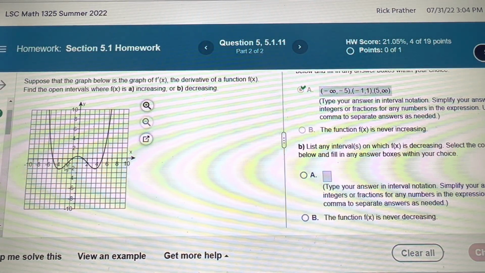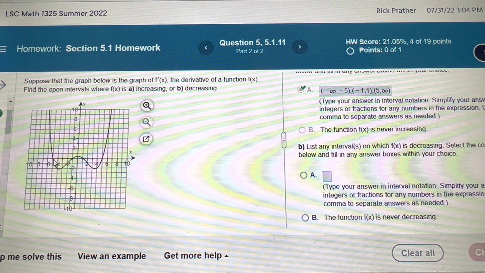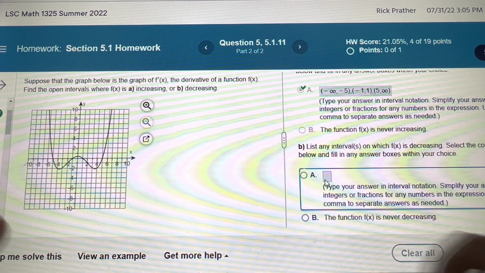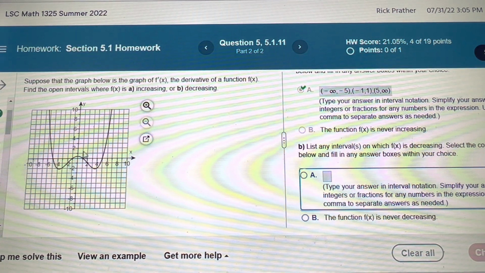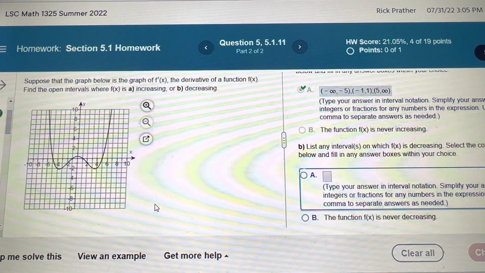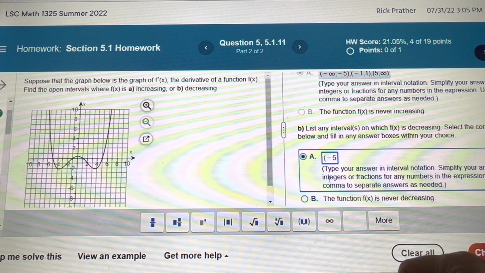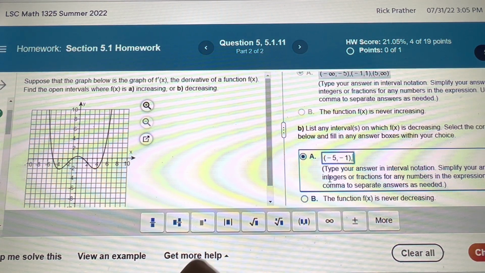And then these two curved parts below the x-axis, there's two decreasing sections. From negative 5 till negative 1, and from 1 to 5. Negative 5 to negative 1, and then also from 1 to 5.